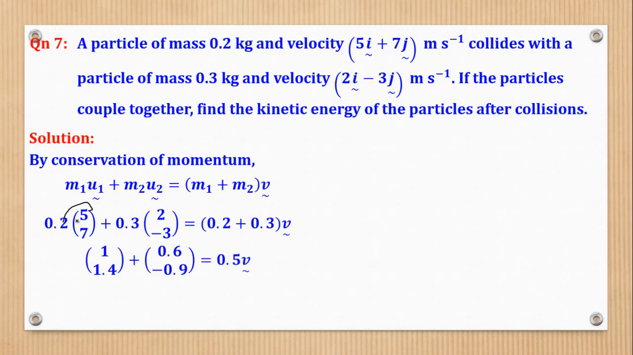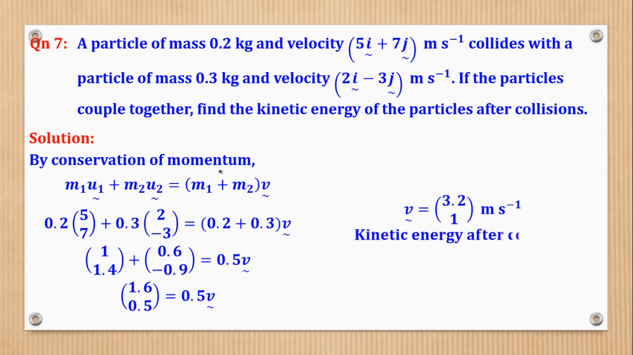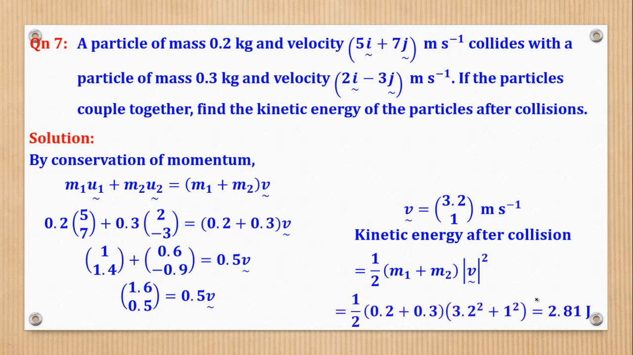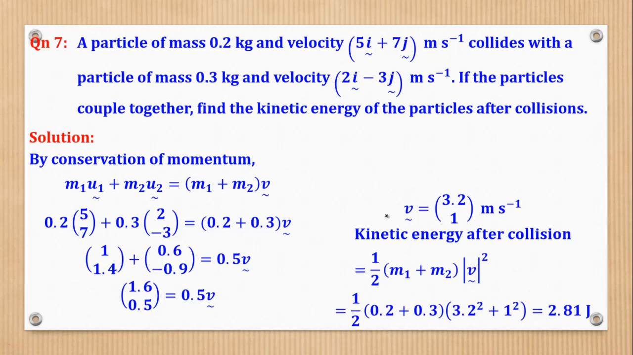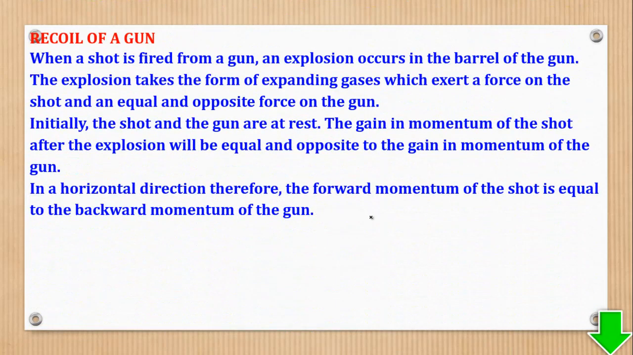This multiplied with this and this gives you that, this with this and this gives you this, and these two add to give you 0.5. Simplify further and then take this 0.5 to this side to come up with that as the velocity. But they wanted kinetic energy, so kinetic energy after collision will be this. Now here in vector form, we can't just square a vector. That's why we first put a magnitude. And that will be the answer they wanted. So that was elastic and inelastic collision and energy losses.